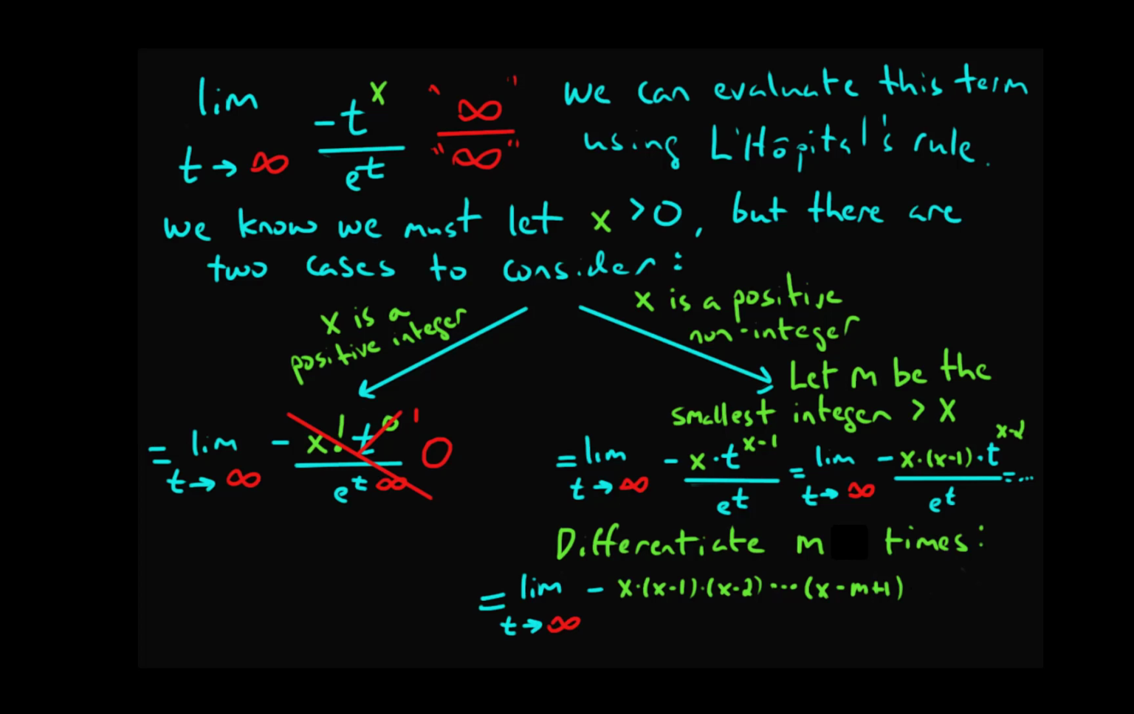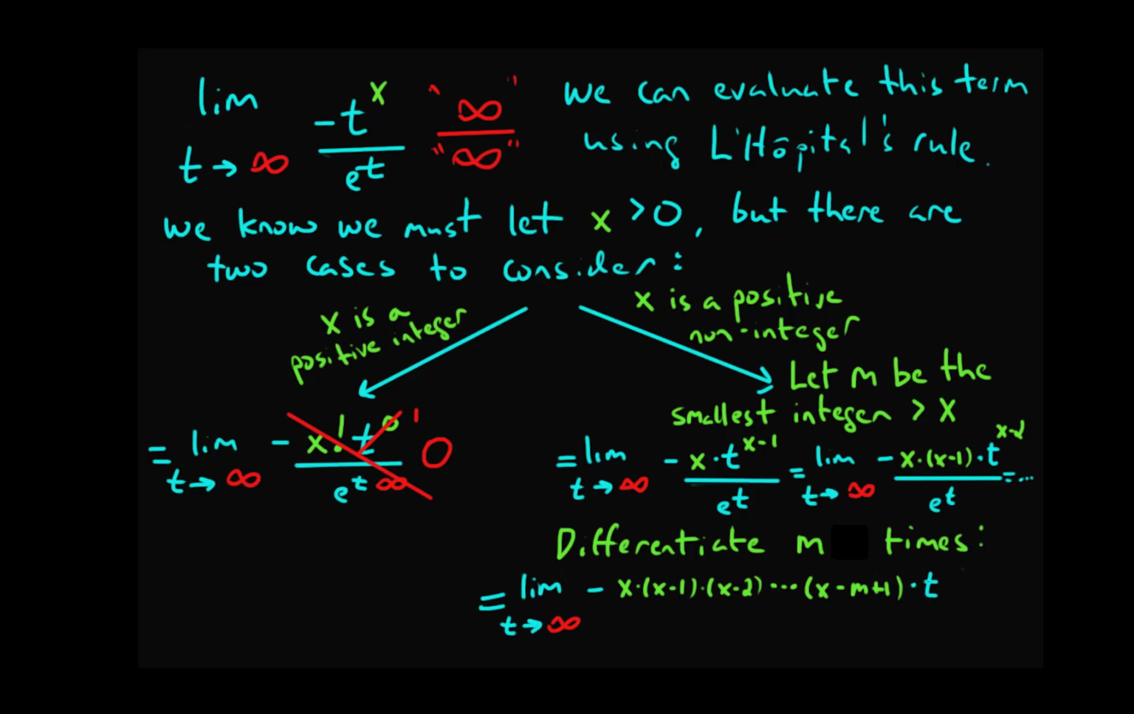And if you were expecting me to say x minus m, take a second to confirm for yourself that it's x minus m plus 1. For example, if m were to equal 4, and we did 4 rounds of differentiation, we would have x times x minus 1 times x minus 2 times x minus 3. So that last coefficient really is x minus m plus 1.